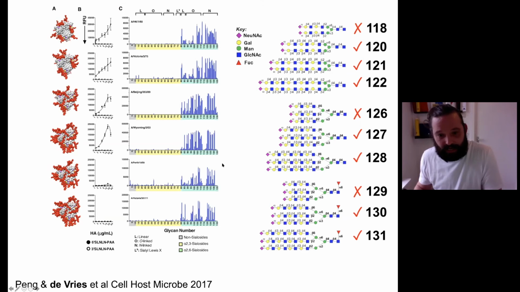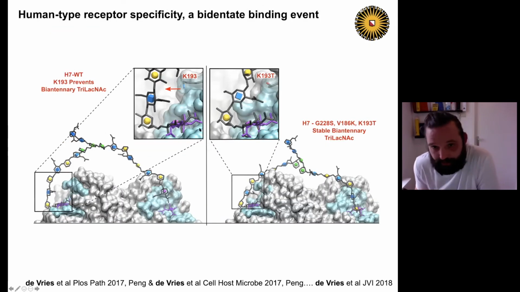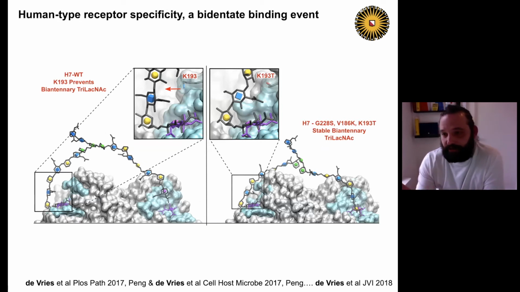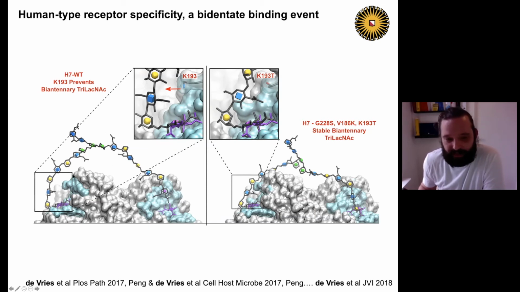So the next step that we proposed at the time is that human type receptor specificity is a bidentate binding event, and not just for H3N2, because if we mutated H7, H10, H5 hemagglutinins to make them specific for human type receptors, we saw that they always preferred these N-glycans if they have 3 LacNAc repeats on an arm. And even in H7, with a single amino acid in the 190 helix, we were able to put this specificity on and off.